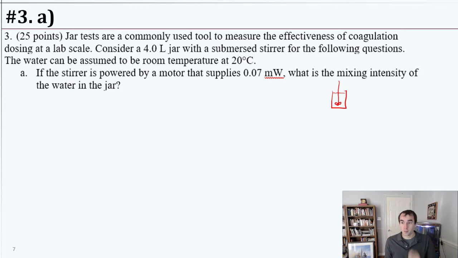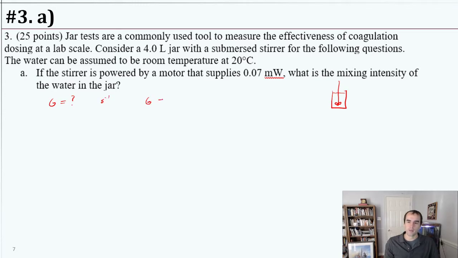Okay, so it's a batch system. You have it stirring. It's a jar essentially, and this is at room temperature, 20 degrees Celsius. So the question says, if the stir is powered by a motor that supplies 0.07 milliwatts of power, what is the mixing intensity of the water in the jar? So we're asking for that G, which is in per seconds.